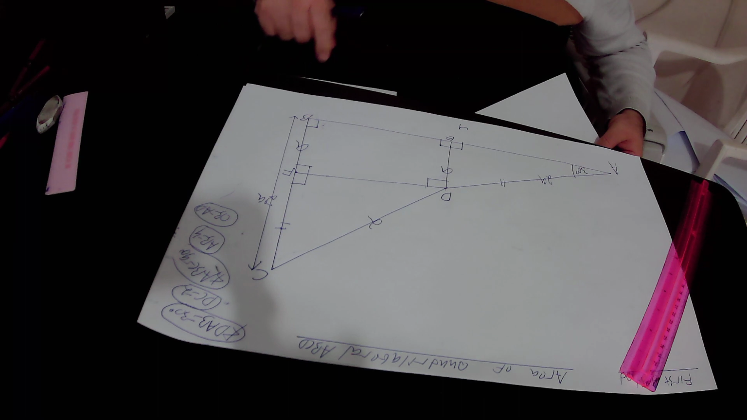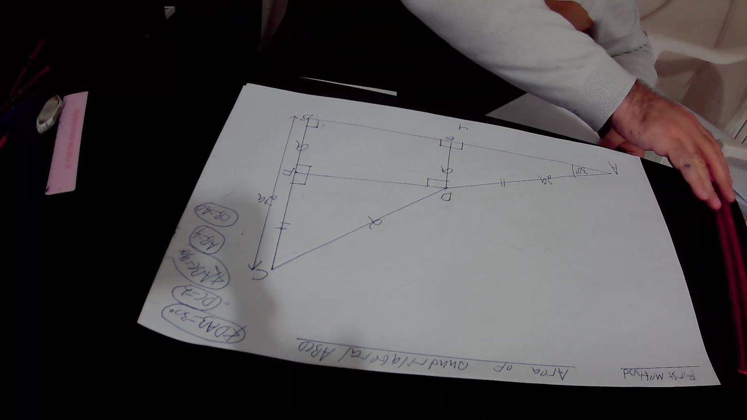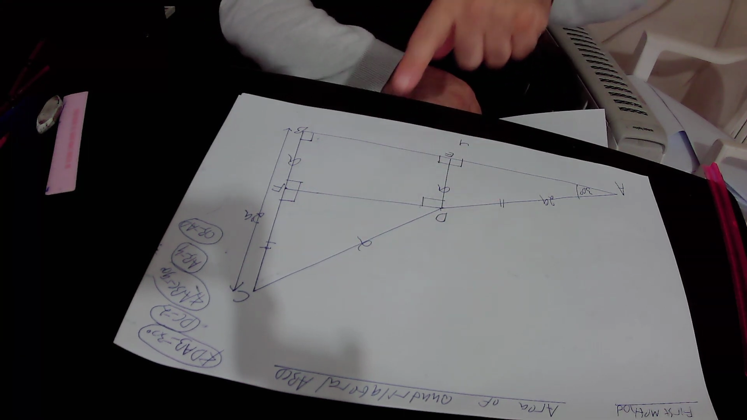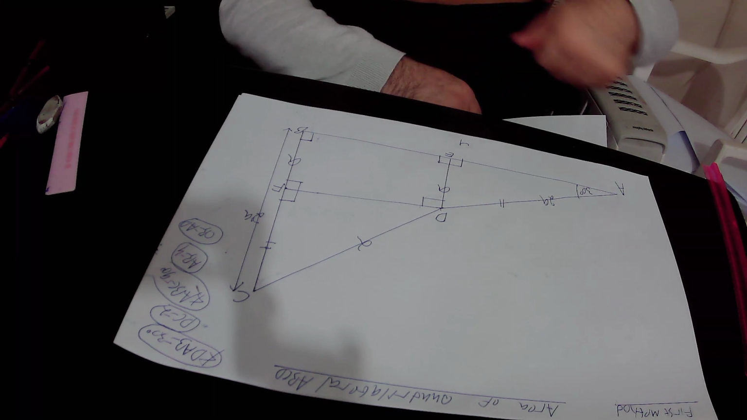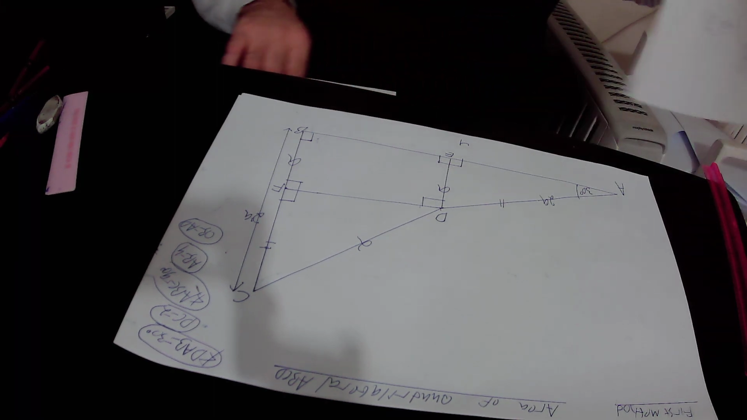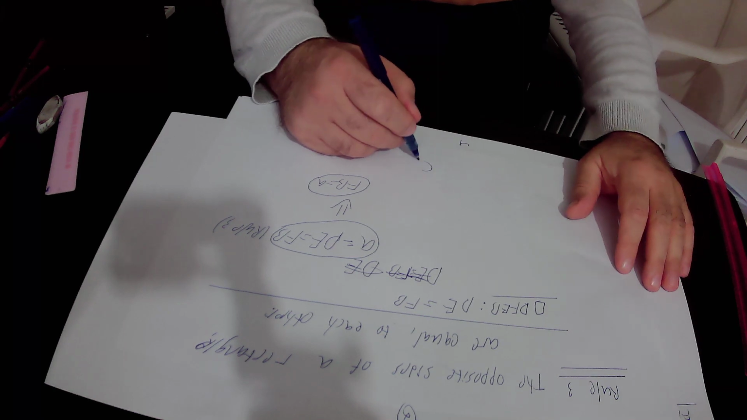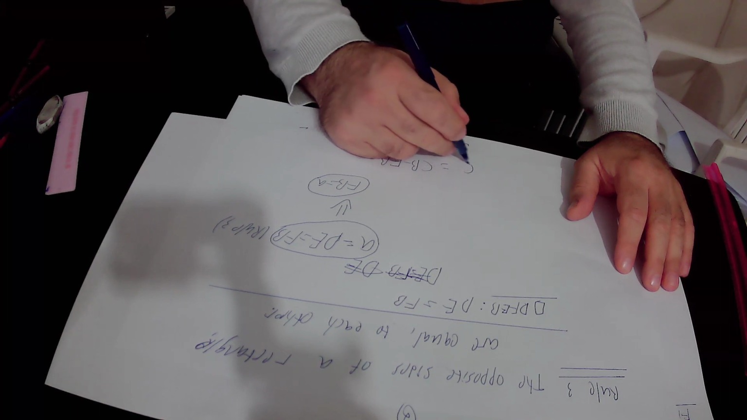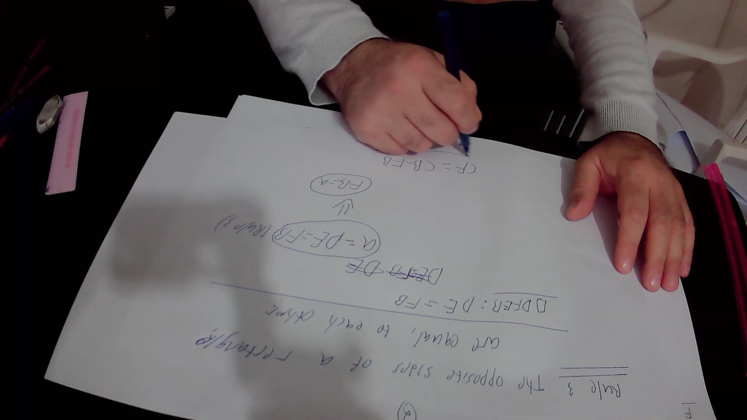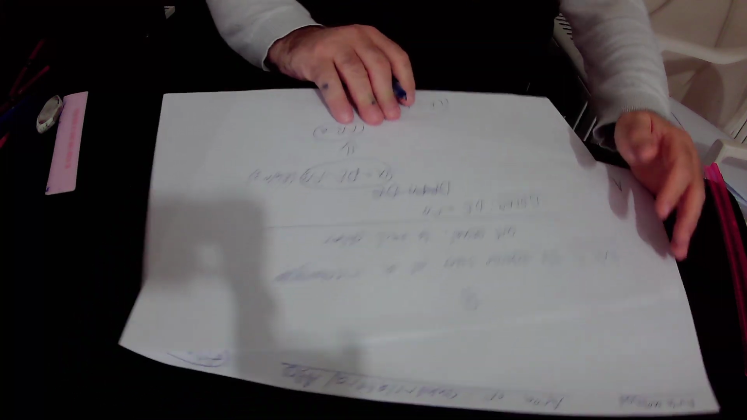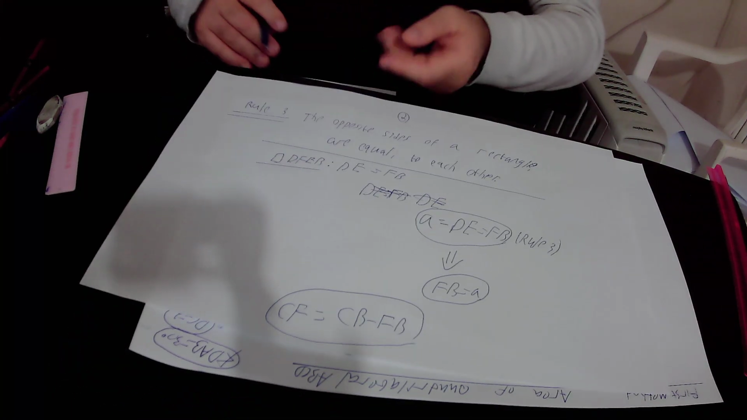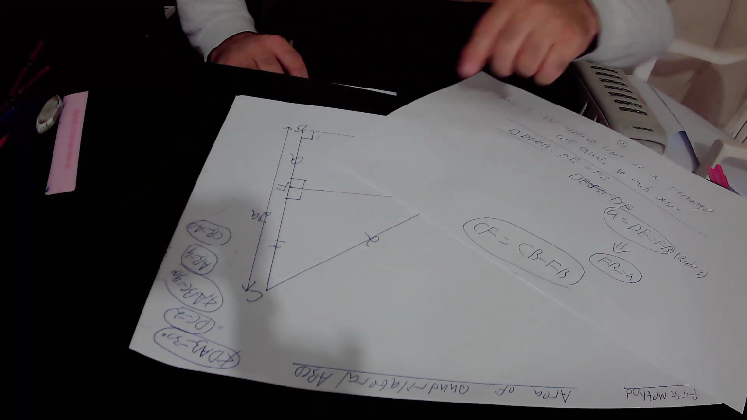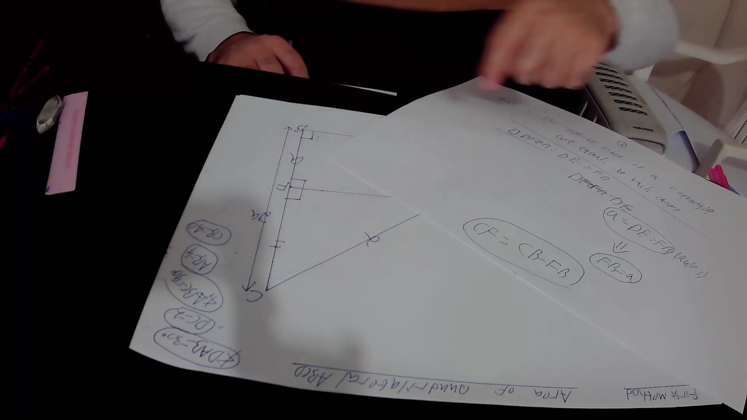What is the size of CF? The size of CF equals CB minus FB. I will repeat again. From the drawing, you can easily see that CF equals CB minus FB.